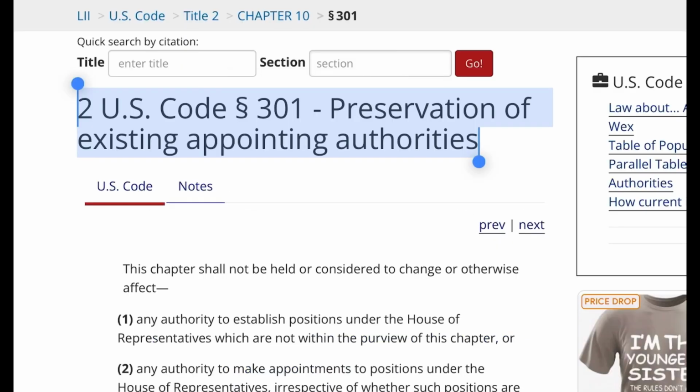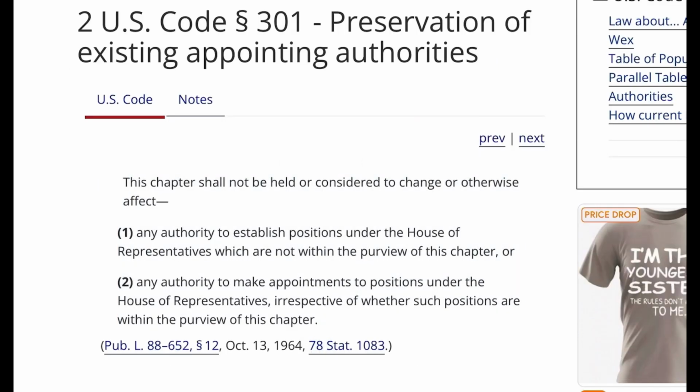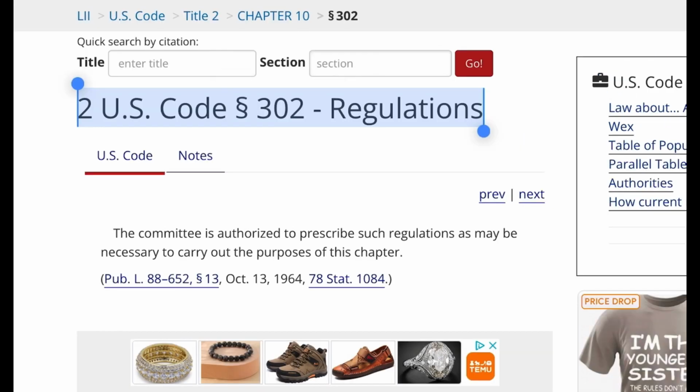2 U.S. Code Paragraph 301, Preservation of existing appointing authorities. This chapter shall not be held or considered to change or otherwise affect, 1. Any authority to establish positions under the House of Representatives which are not within the purview of this chapter, or 2. Any authority to make appointments to positions under the House of Representatives, irrespective of whether such positions are within the purview of this chapter. 2 U.S. Code Paragraph 302, Regulations. The committee is authorized to prescribe such regulations as may be necessary to carry out the purposes of this chapter.